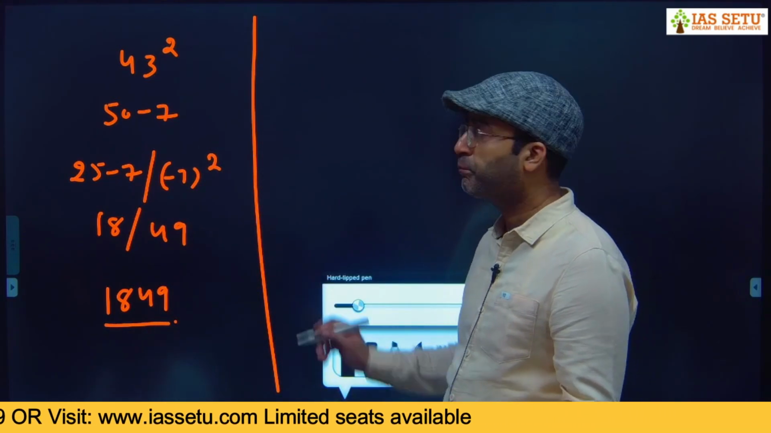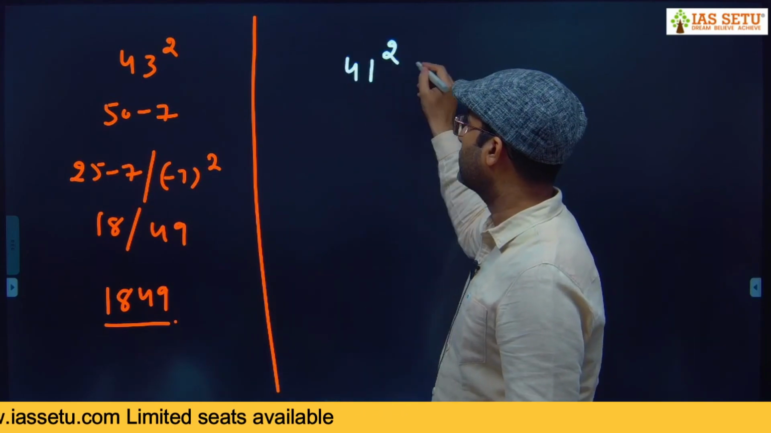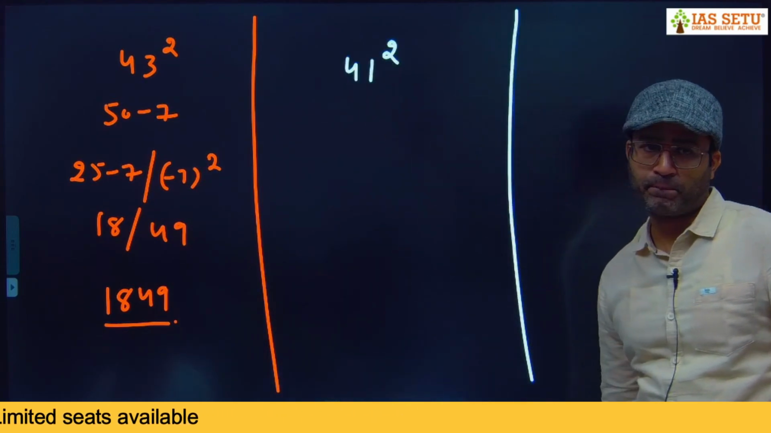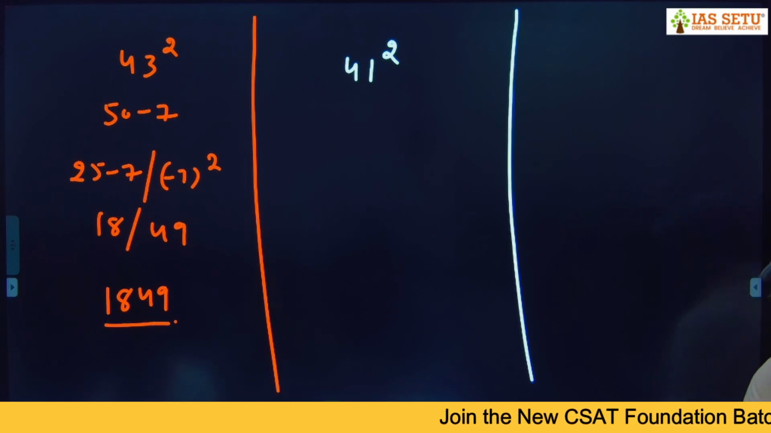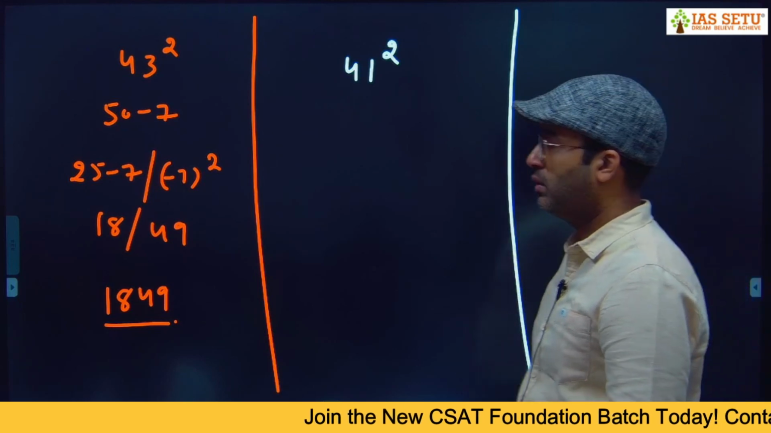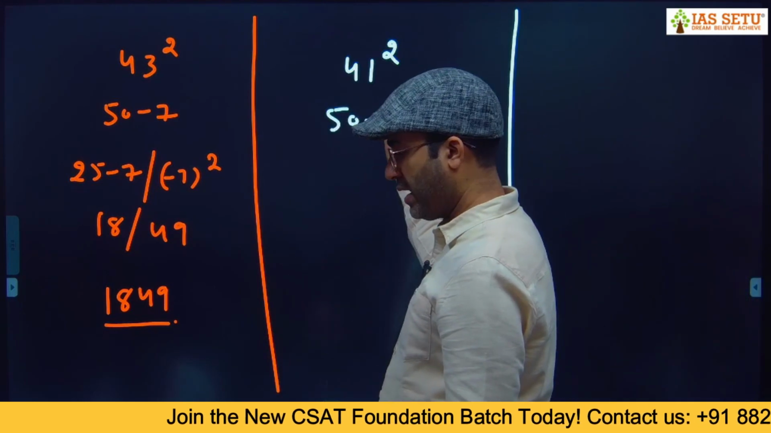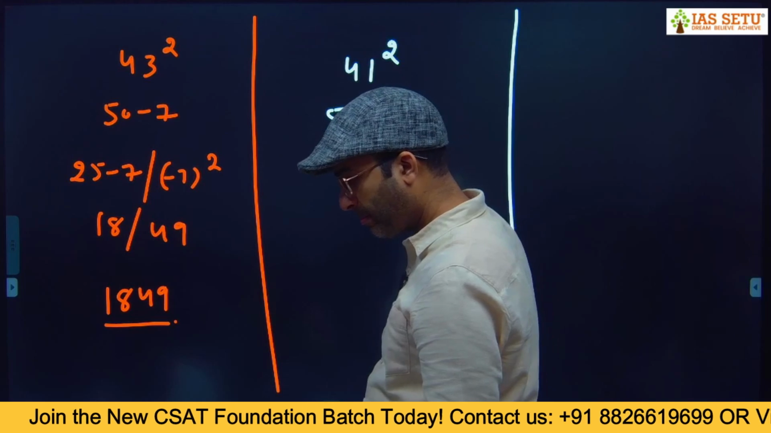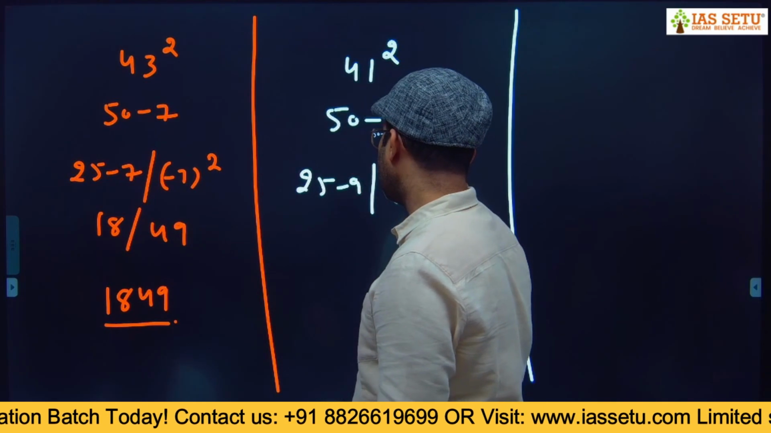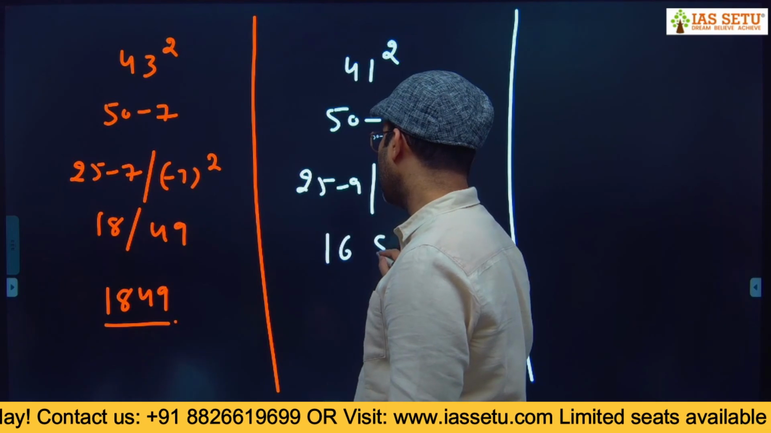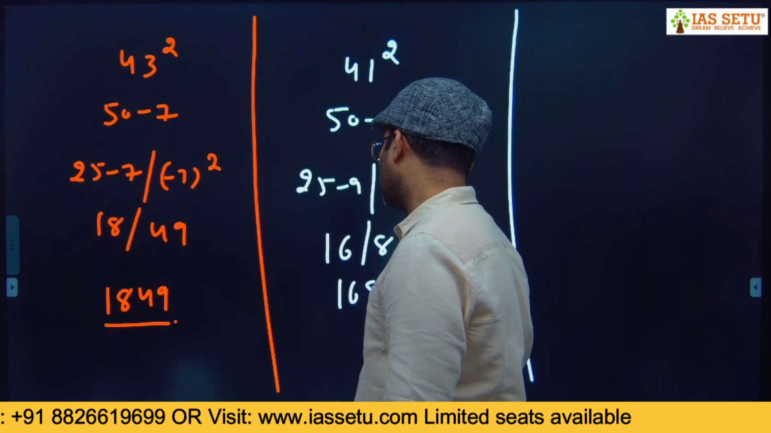You people try. 41 square. What is your answer? 50 minus 9, 25 minus 9, minus 9 square. So it is 16, 9 square 81, so it is 1681.